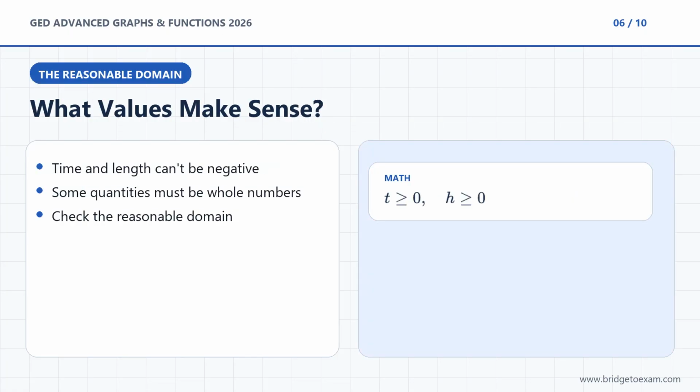Real situations set limits. Time cannot be negative. A candle's height cannot drop below 0. The number of people must be a whole number, not a fraction. So before you accept an answer, ask whether the input and output are even possible. This reasonable range is called the domain of the situation.